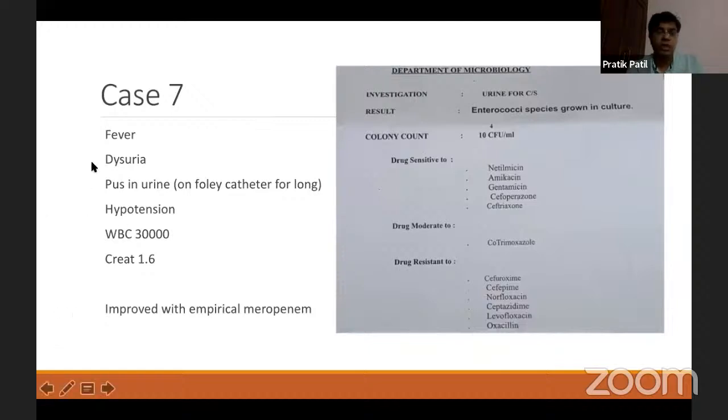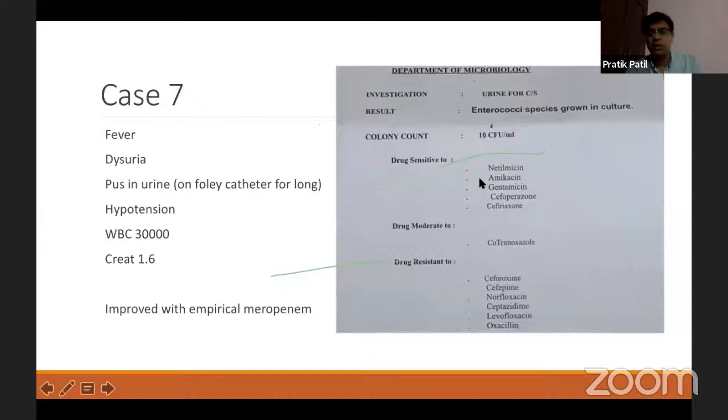Let's say another case which I had seen. This is an 85-year-old lady, bedbound, with fever, and basically she had pus pouring from the Foley's catheter. She had hypertension, white cell counts were elevated, 30,000. Creatinine was 1.6, and this is the urine culture which was sent. Now she was given meropenem empirically because she was in septic shock. So she improved in 2 days by the time the culture report came.